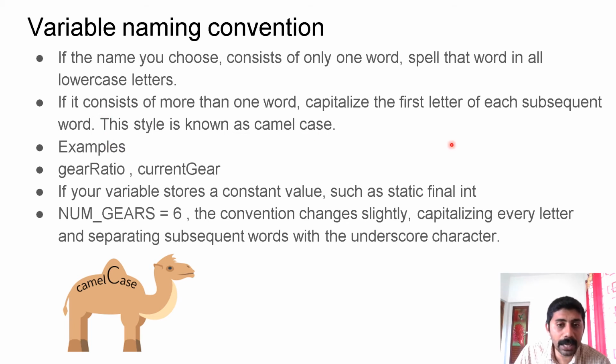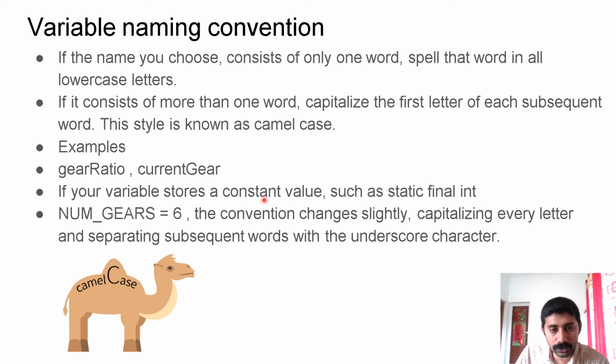This style is known as camel casing. From the second word onwards, the first letter will be capital, so this C is in camel case. Let us see some examples. gearRatio: gear is in small letters, and in ratio the first letter is capitalized. currentYear. In all these cases, you are recommended to use the camel case naming convention in Java.